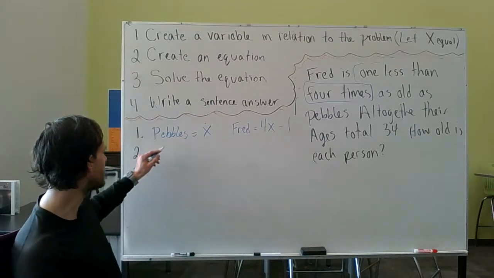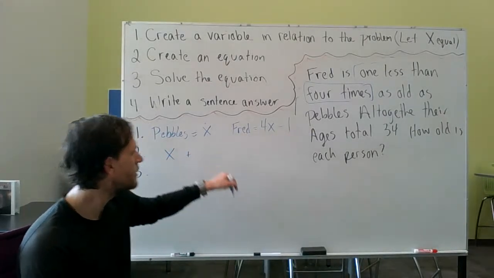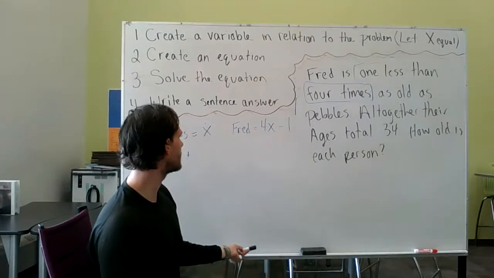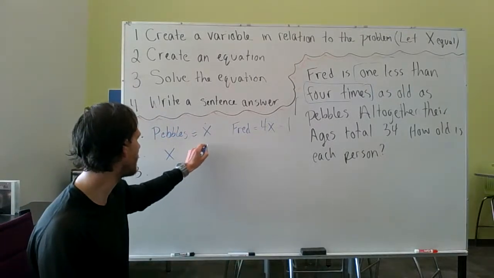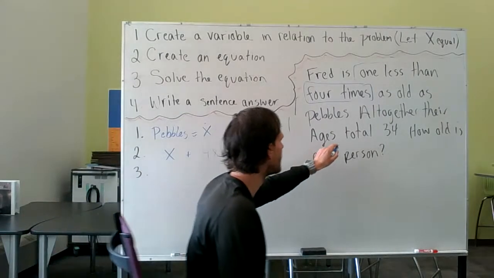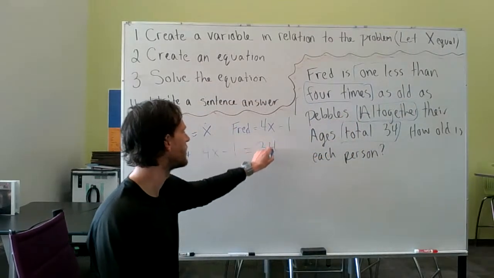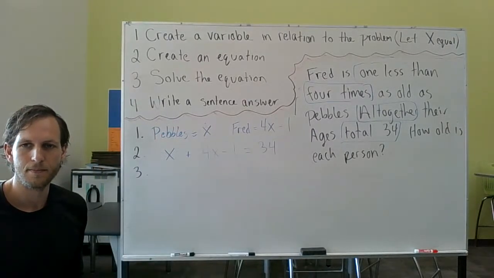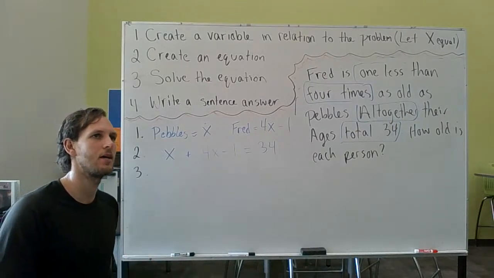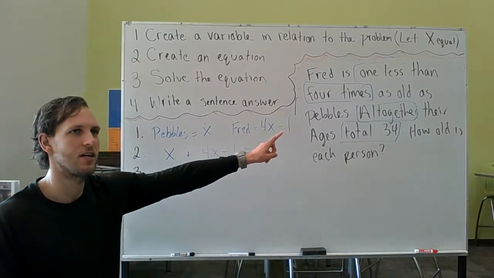Then we need to add these together. So Pebbles, so x plus, because it's all together. All together. X plus 4x minus 1 is equal to a total of 34. This is a big word, important word. If you get a decimal here, it means that we made one little mistake along the way, and I bet you it's this step here. So we have to say they're all together, their ages are 34.